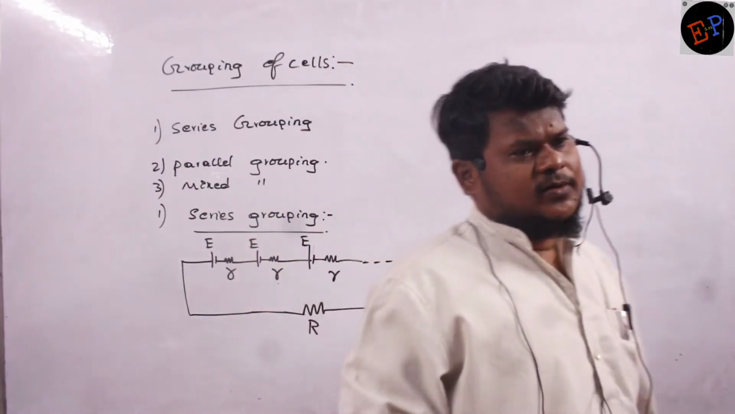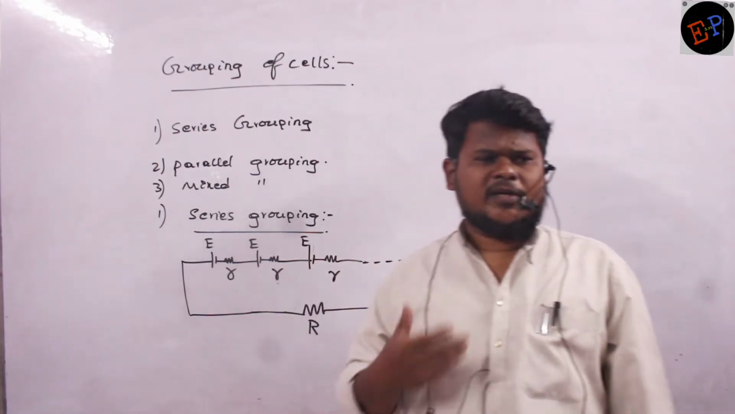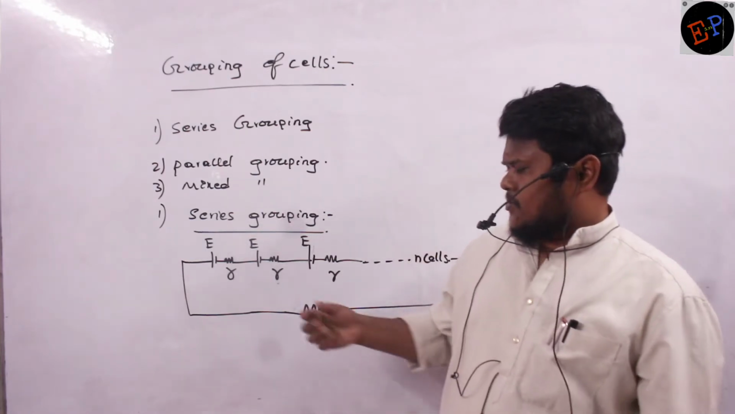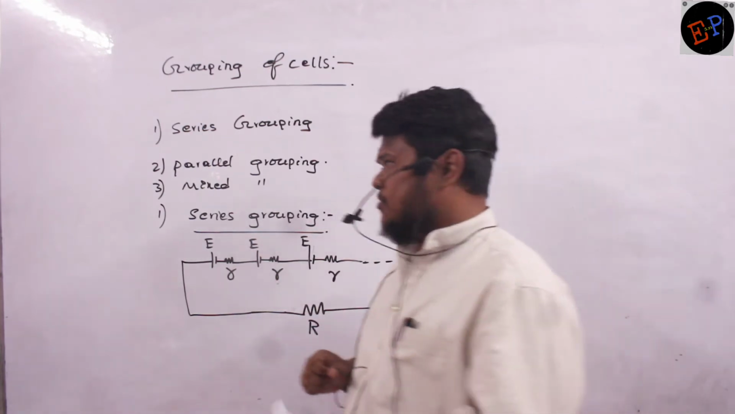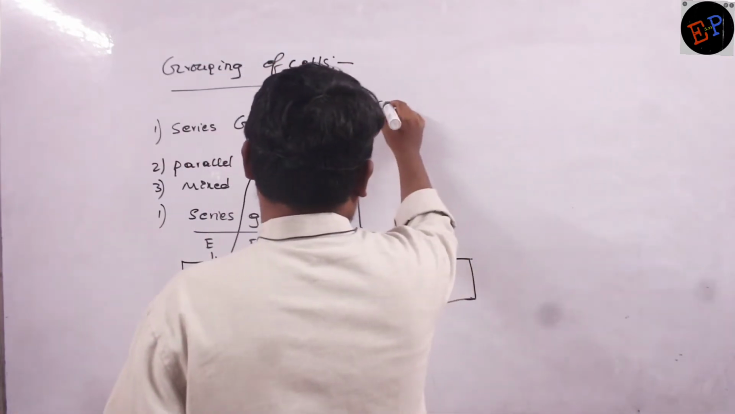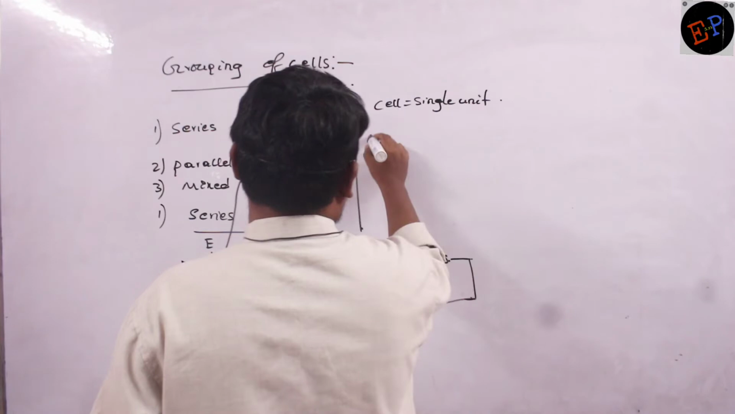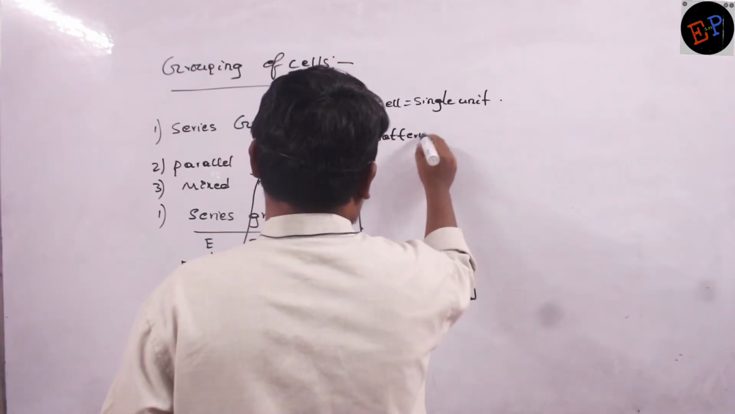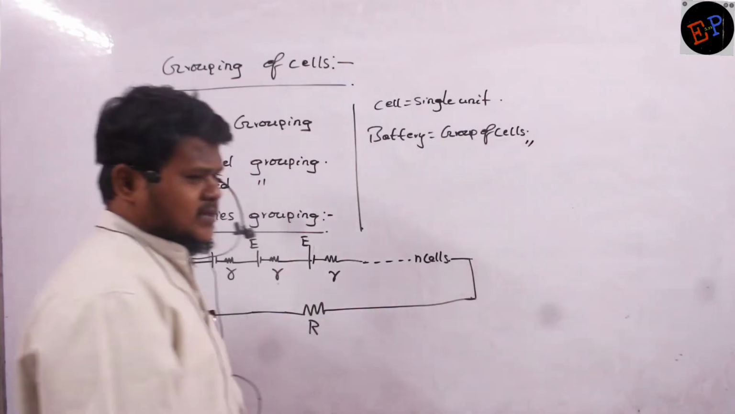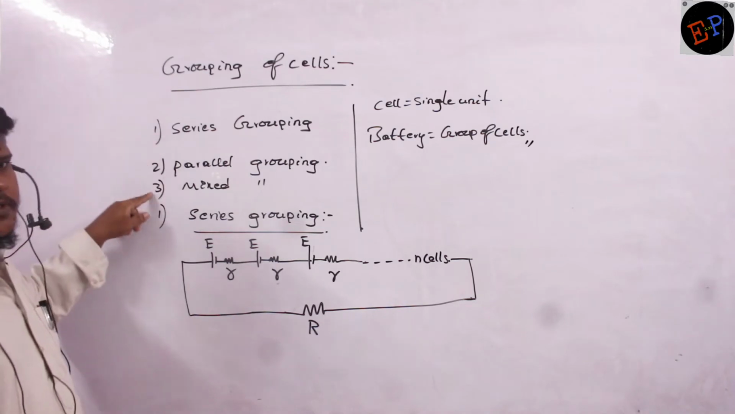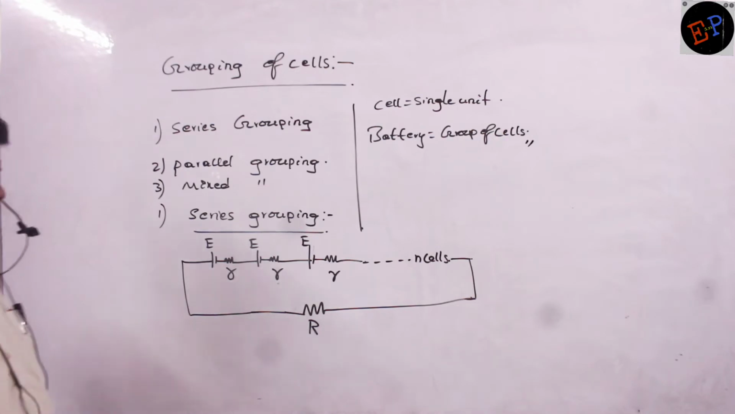What is meant by grouping? Connecting the cells in series connection, parallel connection, or a combination of series and parallel both. So this is a single cell, but a group of cells you can call a battery. What is the difference between cell and battery? A cell is a single unit. A battery is a group of cells. Understood? So three types of connections we will study: series connection, parallel connection, and mixed connection.